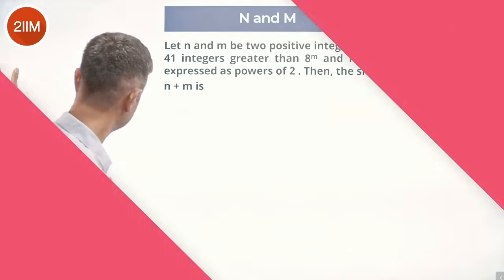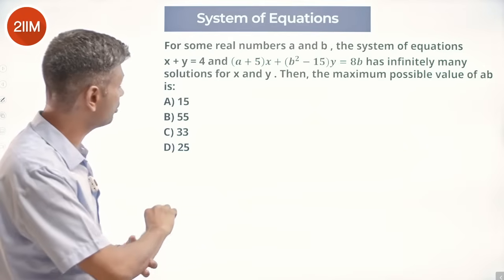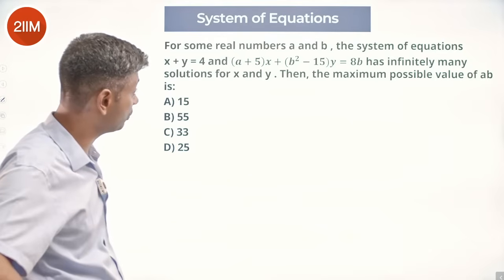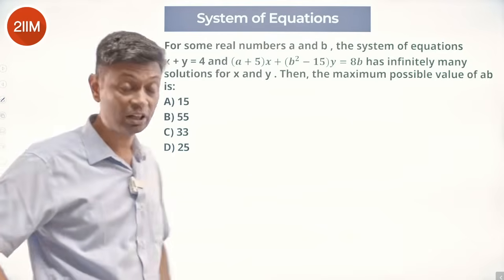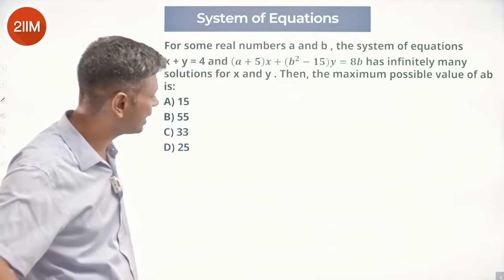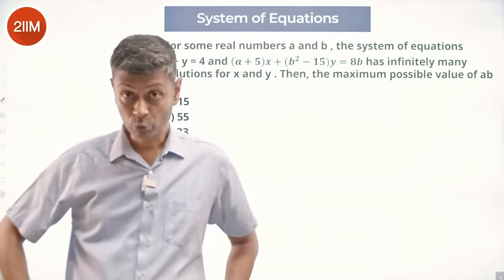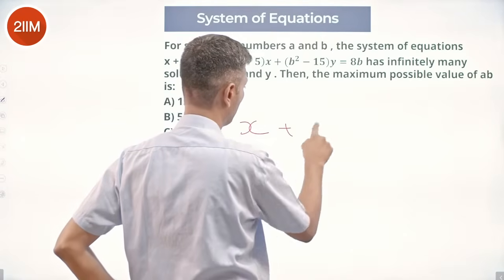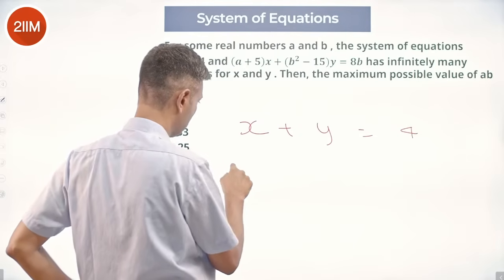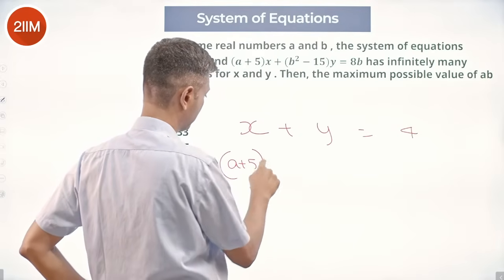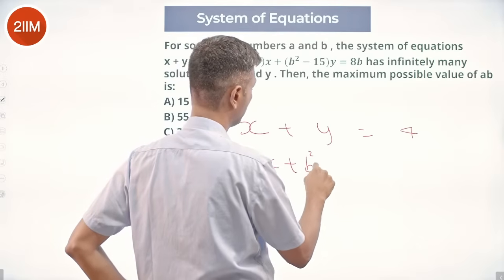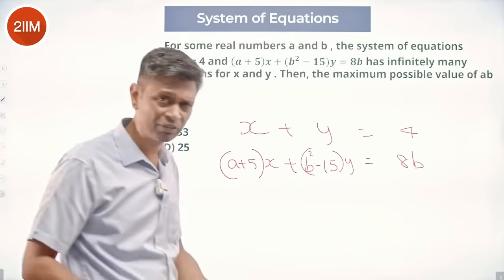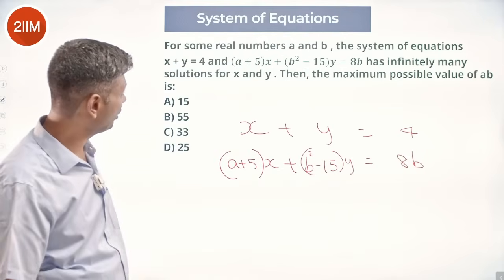Doable question. For some real numbers a and b, the system of equations x plus y equals 4 and (a plus 5) times x plus (b squared minus 15) times y equals 8b has infinitely many solutions for x and y. And then the maximum possible value of ab is... Fine. I was super peeved with this question because I skipped it in the end, because I didn't even understand it. So x plus y equals 4, and this has infinitely many solutions for x and y.